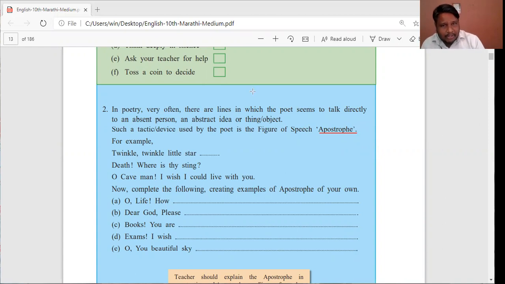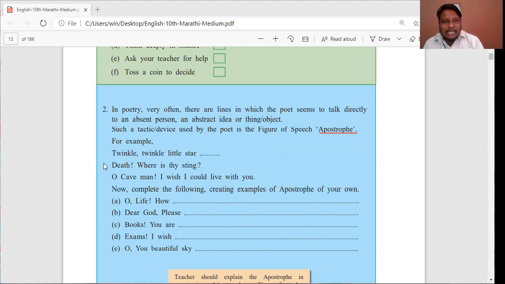In the second activity we can see that in poetry very often there are lines in which the poet seems to talk directly to an absent person, an abstract idea or an object. Such a device used by the poet is the figure of speech apostrophe. It means apostrophe is a figure of speech in which the poet talks to an absent person or abstract ideas. Is it clear? Examples are also given there.